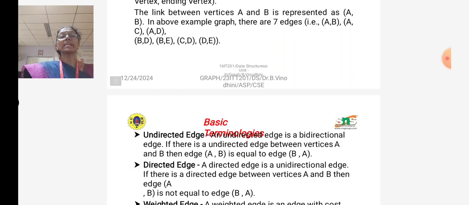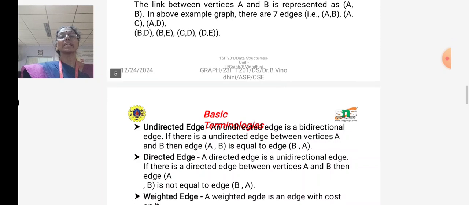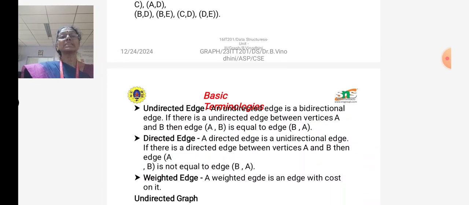Next is an undirected edge. The edge is a bidirectional edge. If there is an undirected edge between the vertices A and B, then edge A comma B is equal to B comma A. Next is a directed edge, which is a unidirectional edge. If there is a directed edge from A to B, then A comma B is not equal to B comma A. Next is a weighted edge. The weighted edge is an edge with a cost or value on it.